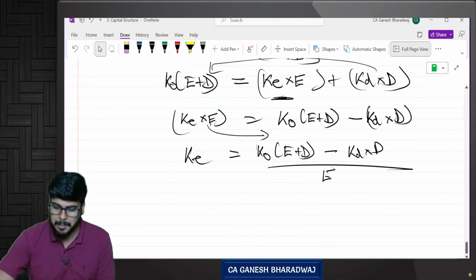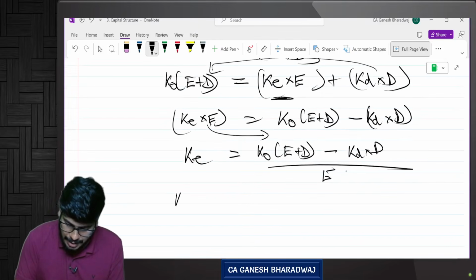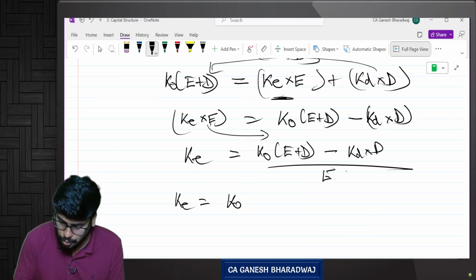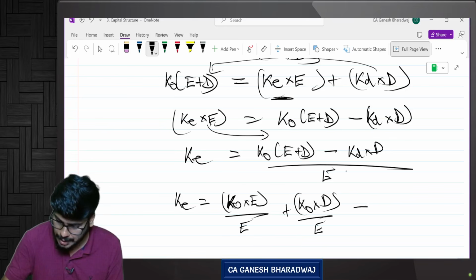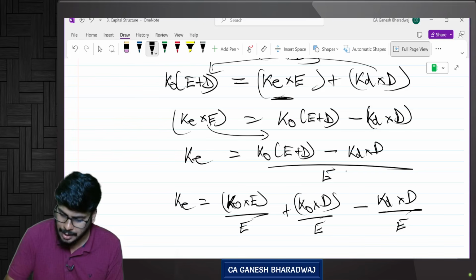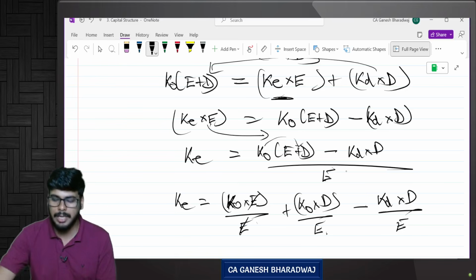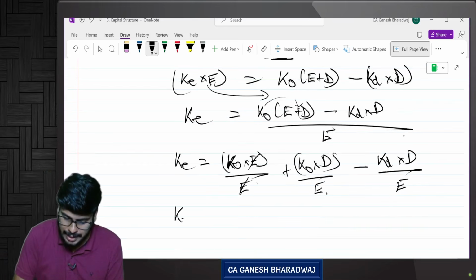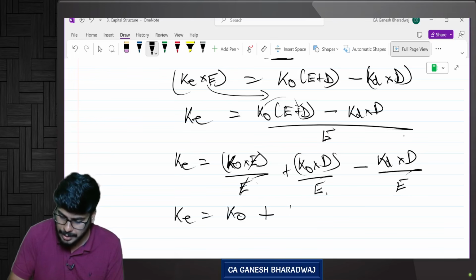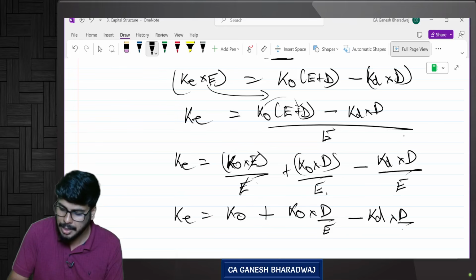Yes. Or if you further split it, can we write this as KE is equal to KO into E by E plus KO into D by E minus KD into D by E, correct? So KO into KE upon E, then KO into D upon E minus KD into D, correct or not? Here E by E gets cancelled, correct? So can I say KE is equal to KO plus KO into D by E minus KD into D by E, correct, guys?